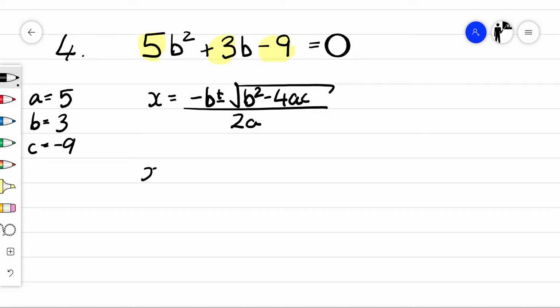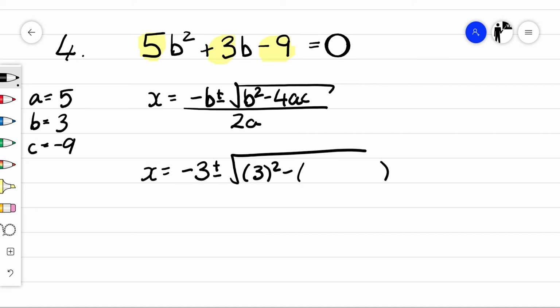Okay, so we can substitute these values in, so it's going to become minus b, that's minus 3, plus or minus the square root of b squared, that's 3 squared. Notice how I put that inside a bracket, take away, open up a bracket for your 4ac, that's going to become 4 times 5 times negative 9. And that's all over 2 times 5.